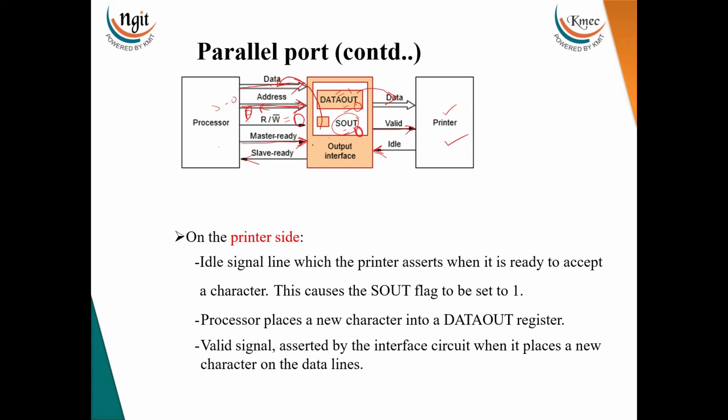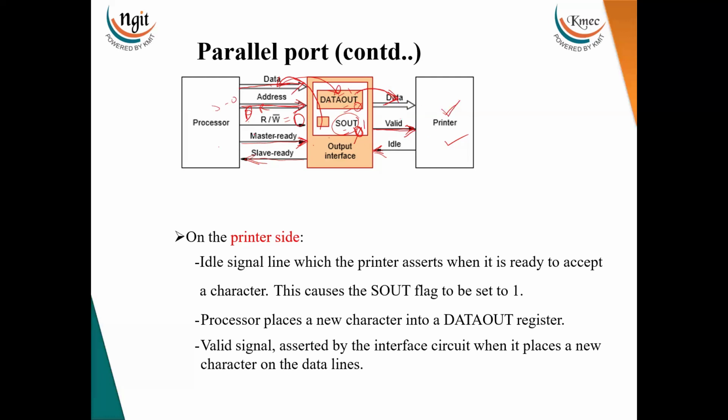After receiving the master ready signal, the interface will send the slave ready signal and also copies the data into the data out register. Thereby S out bit is equal to 1. So if the data out register is full, S out bit is equal to 1. This makes the valid signal enabled. Thereby it will place the data onto the data bus and the printer prints the second character.